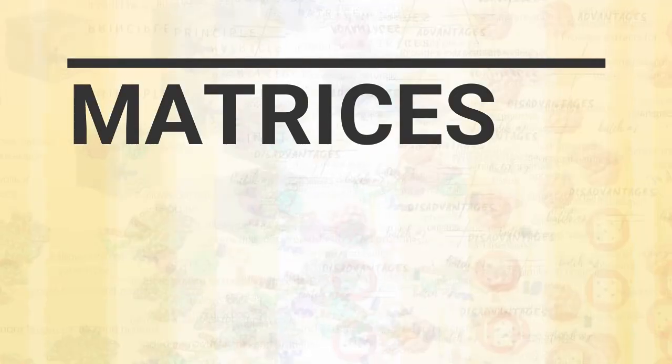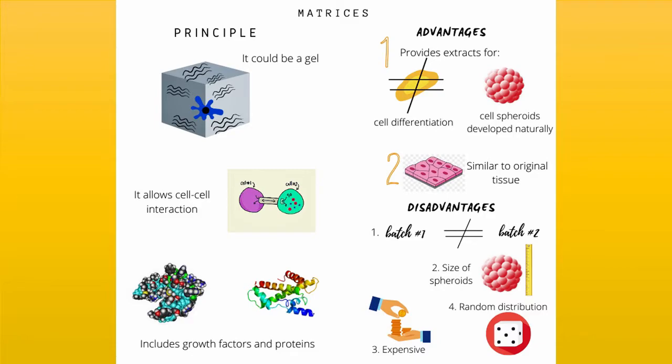The matrix could be a nutritious gel. Enriched with proteins and growth factors, it mimics under in vivo conditions the ECM, allowing cell-to-cell interactions. The matrix provides nutrients for cell differentiation, so cell spheroids should develop and resemble the original organ or tissue.